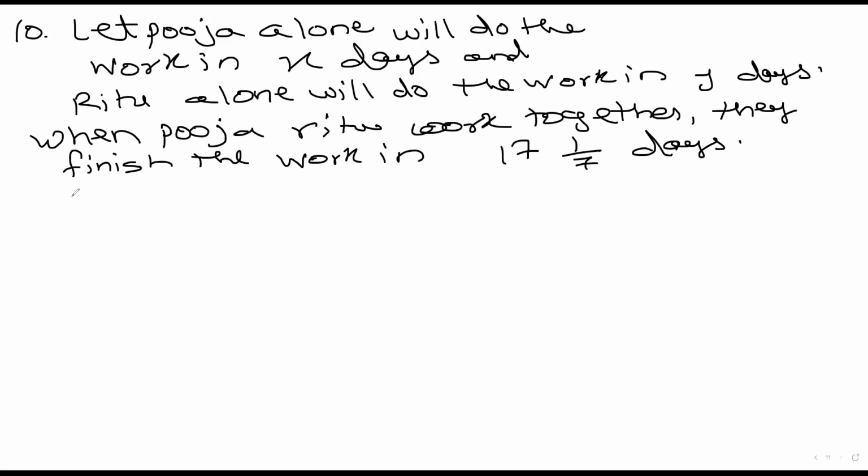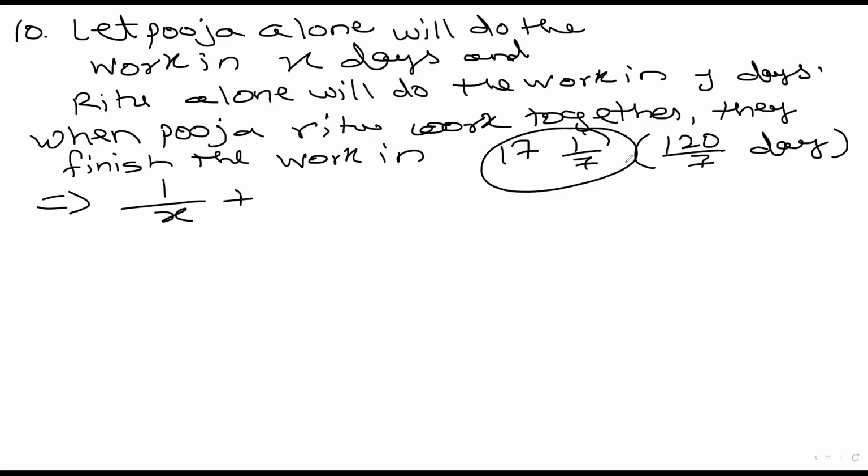Do you remember? 1 upon x plus 1 upon y. This implies 1 upon x plus... okay, what is 1 upon 17 days, by the way? 17 sevens are 119, plus 1, so 120 upon 7 days. Be careful, you cannot work in mixed fractions. You have to convert it into an improper fraction.